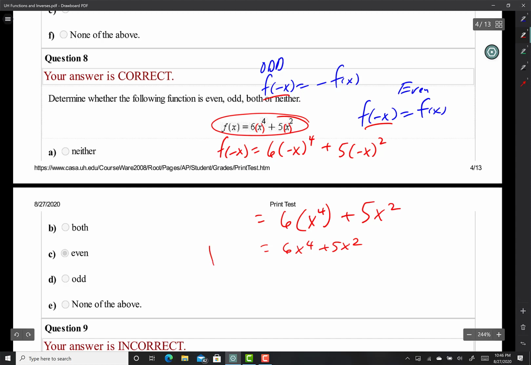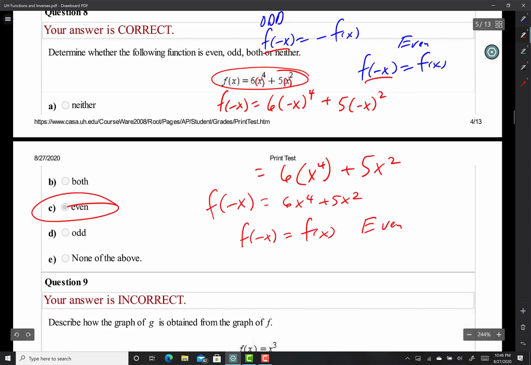f of x. So in essence, what I got is this: f of -x gave me f of x. That is a property of even. There it is. All right, guys, let's keep moving.